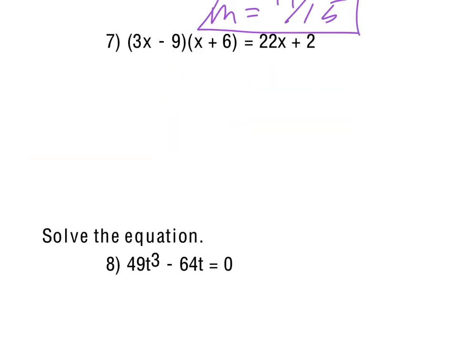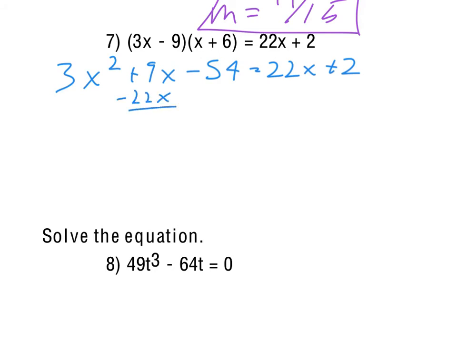For number 7, the big thing is that we are not really going to be able to make use of that 3x minus 9 times x plus 6. We just have to find that product so we can simplify from there and get that into standard form. So I'll go ahead and do that. So here's what we get when we find that product for 3x minus 9 times x plus 6. We get 3x squared plus 9x minus 54 equals 22x plus 2. So we would subtract the 22x and subtract the 2 from both sides. And it is quadratic, so we want to make it equal 0.